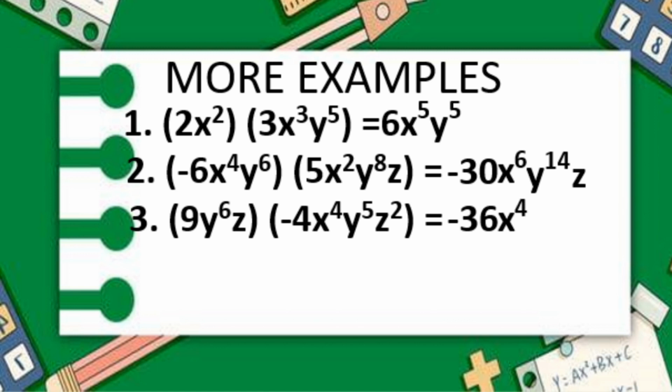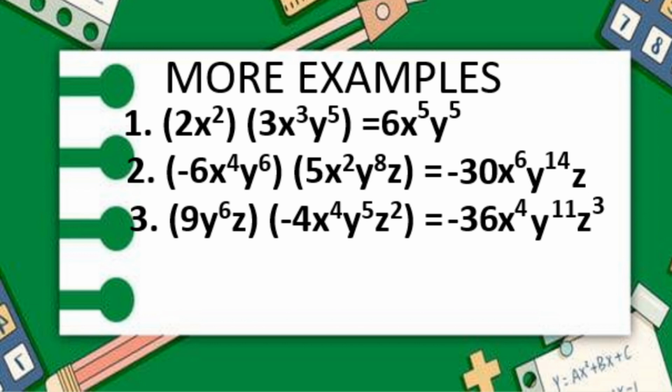Alright? And then, we have y. Copy the base y and then add the exponent, 6 plus 5. We'll have 11. And last, we have z times z squared. Okay, so the first z has an exponent of 1, so we will just simply add 1 plus 2. That's why it's 3. All right?